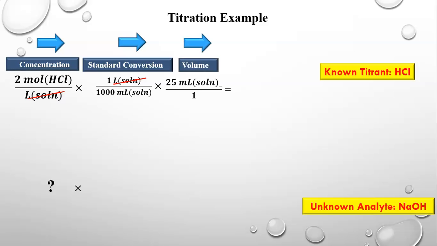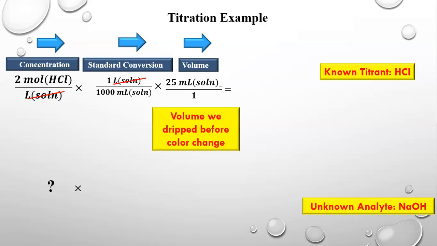And now we're going to say that we had to drip 25 milliliters of solution before the color change. That is, before the solution neutralized. So that's something we didn't know at the beginning, but now we know that. That was our drip, drip, drip process, and we read off in the burette that it was 25 milliliters. So now we can calculate how many moles of HCl it took to neutralize the sodium hydroxide, the NaOH.